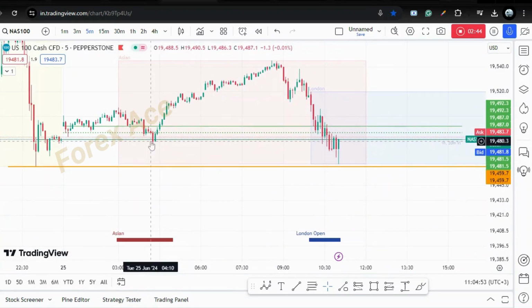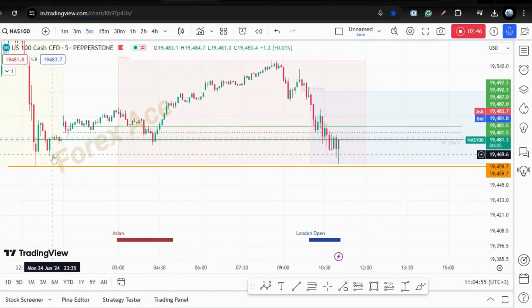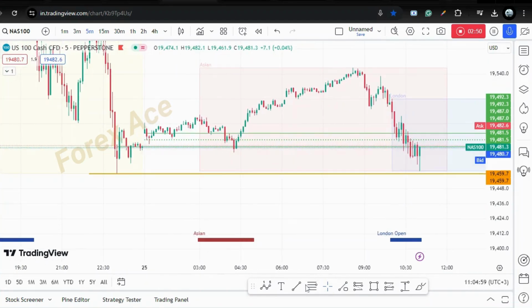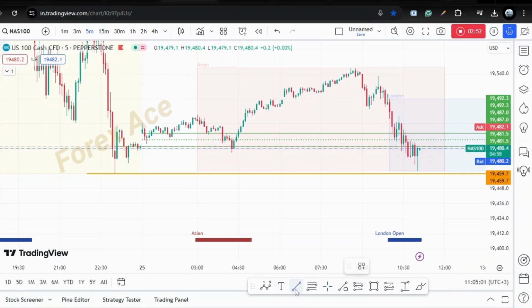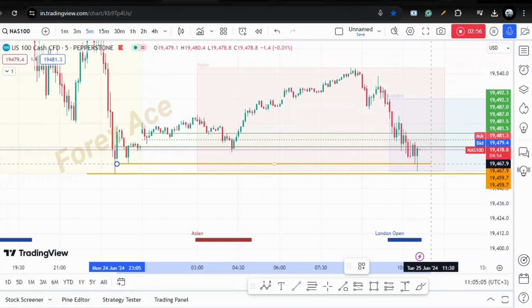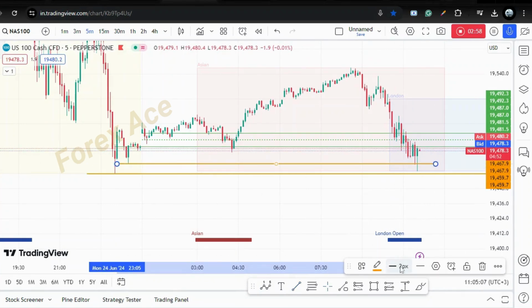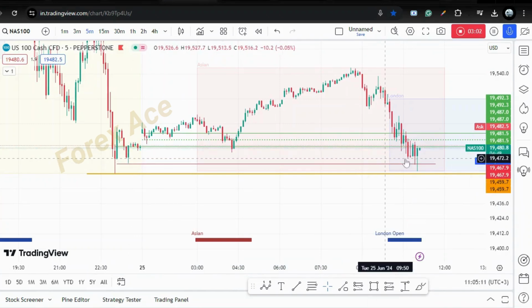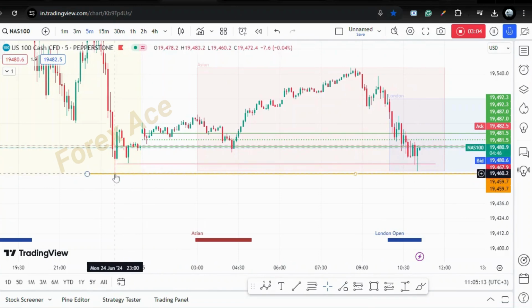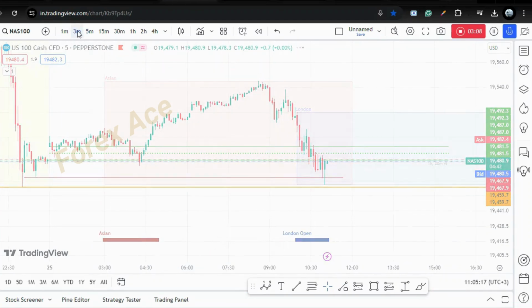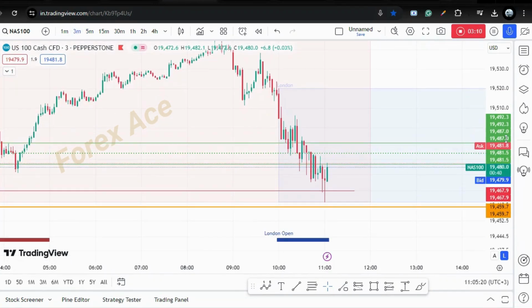So look at this low. This low has been taken out, okay? But this one is yet to be taken. This one has been taken out. Look. Can you see this low? It has been taken out. This one is yet to be taken out. But the market seems to give us a proper change of character.